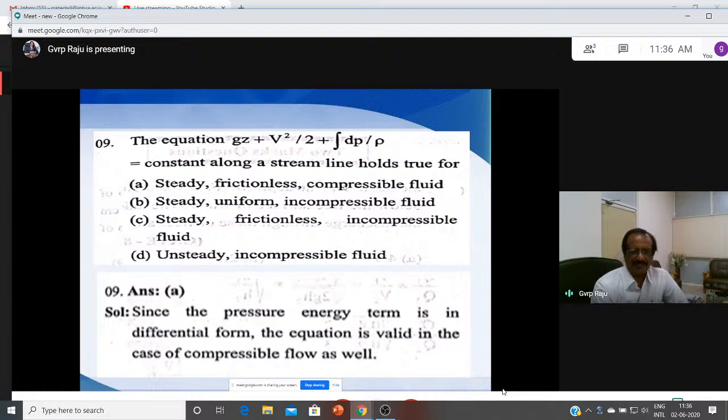So steady, frictionless and compressible fluid is the answer for this equation. So it is not incompressible. In all the three options it is incompressible, but here it is compressible because the mass density is not constant. So for 9, the answer is A. Since the pressure energy term is in differential form, the equation is valid in the case of compressible flow as well.